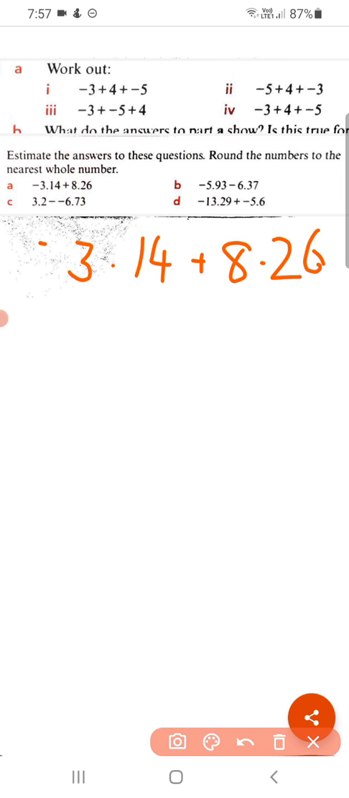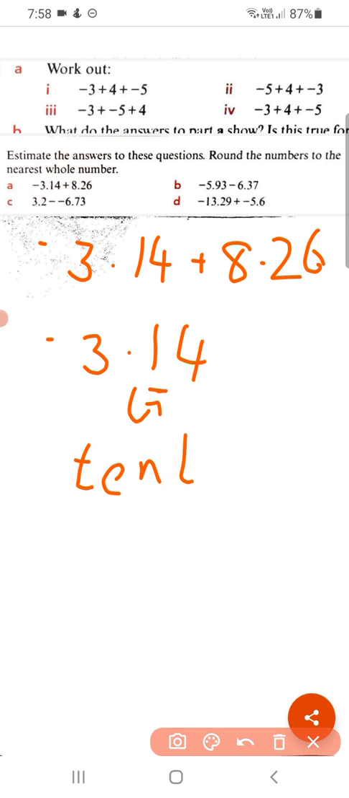So take the first number, negative 3.14. Here we are checking the nearest whole number. So check the 10th place first. Which is the digit in the 10th place, children? 10th place means the first digit after this point. T-E-N-T-H-S. The second place is 100th.